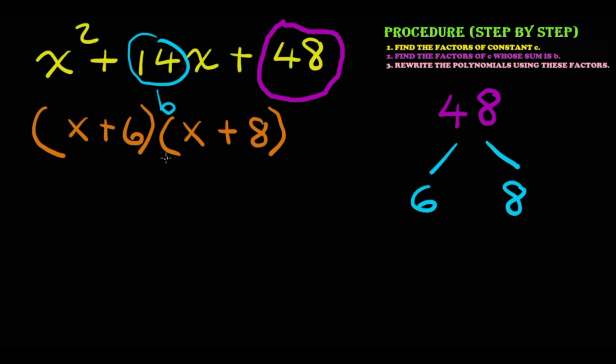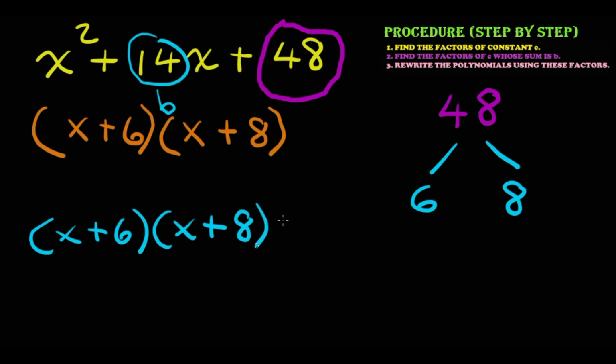Now we can always check it. We can check to see if this is right by multiplying these two binomials, and I'm going to show it to you down here real quick. So multiply the two: x plus 6 times x plus 8. We can multiply using the FOIL method or the distributive property, or we can use the quicker way, which is add and multiply. I'm going to show you how to do this using the distributive property.